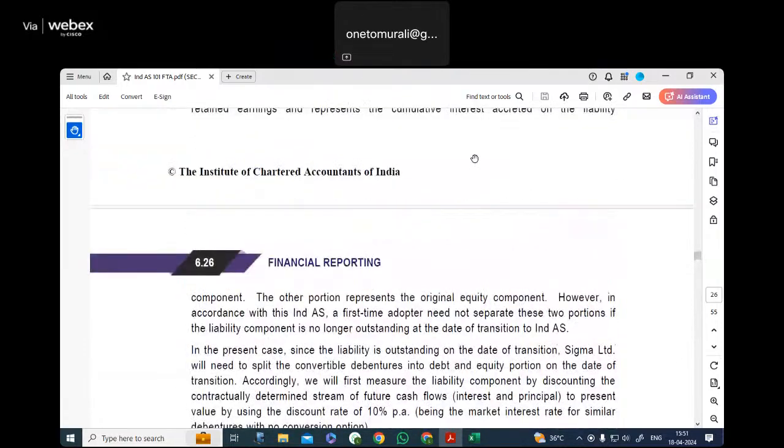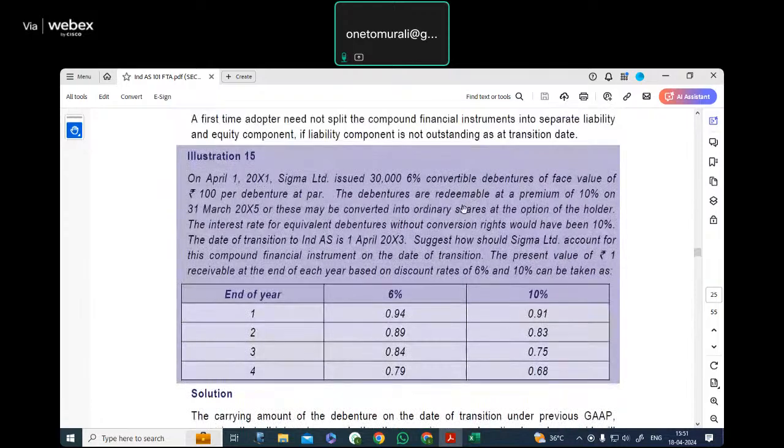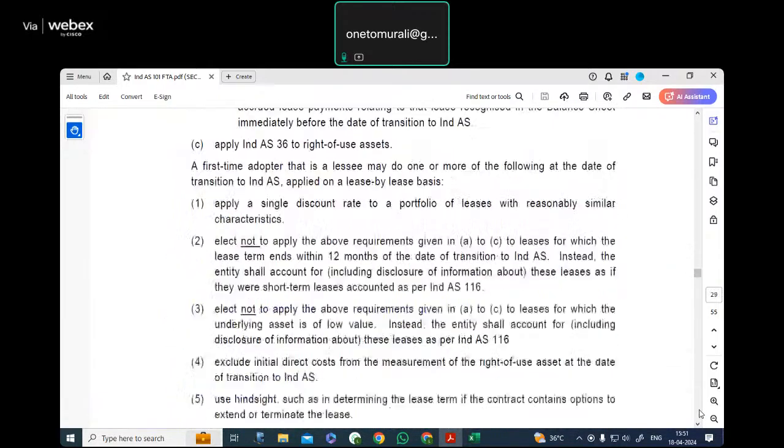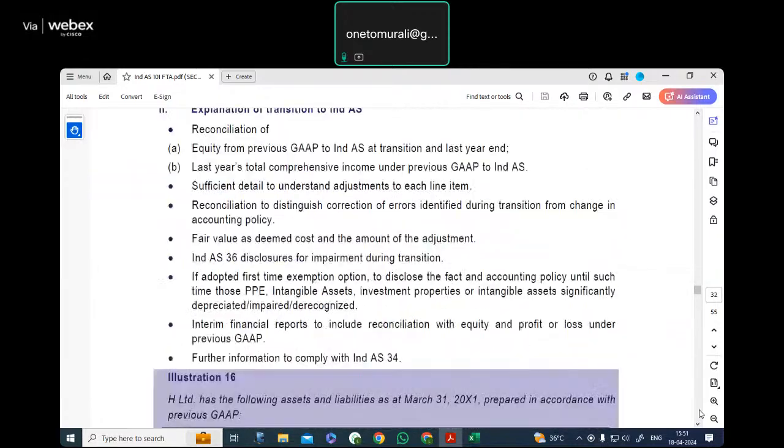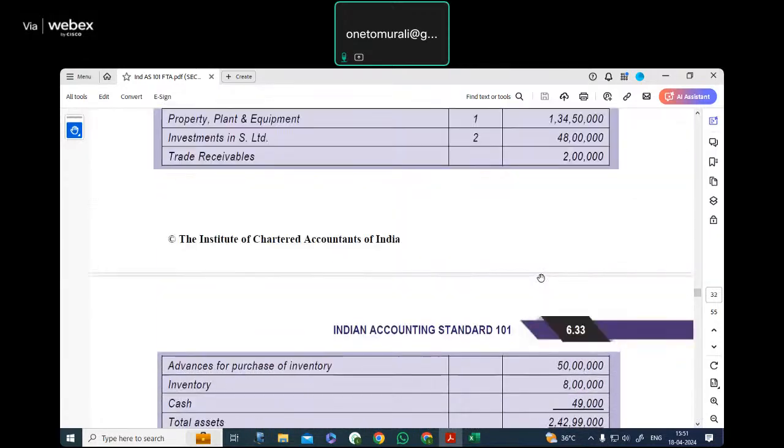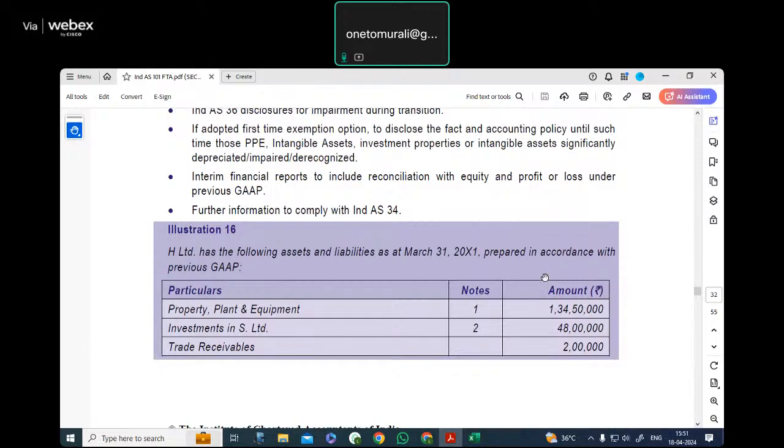These problems are financial instrument problems only, with what we have just done. Whenever you study this particular topic, please study it at the last. Now let us take up illustration number 16.